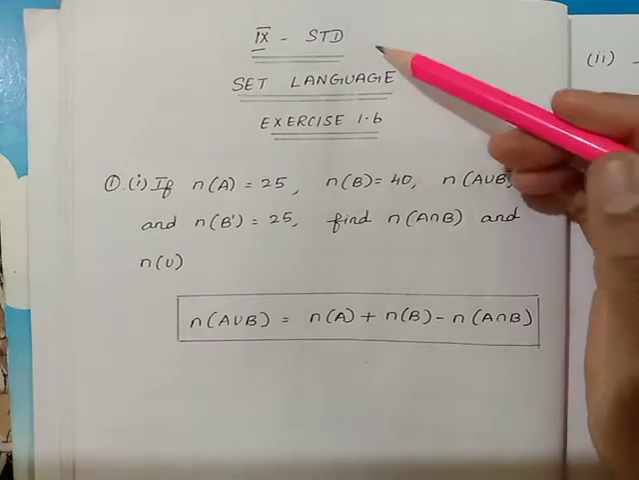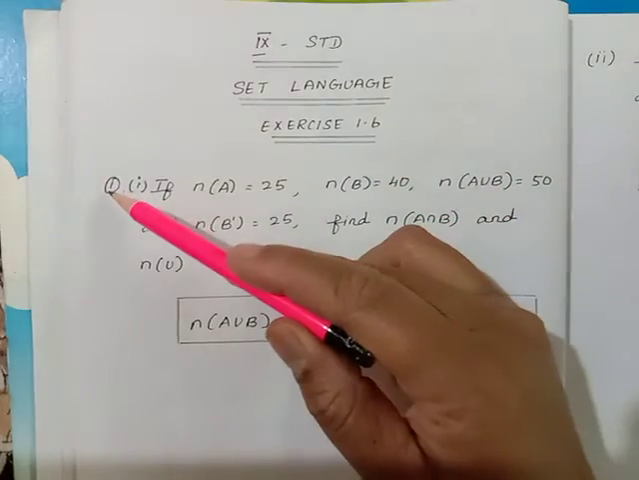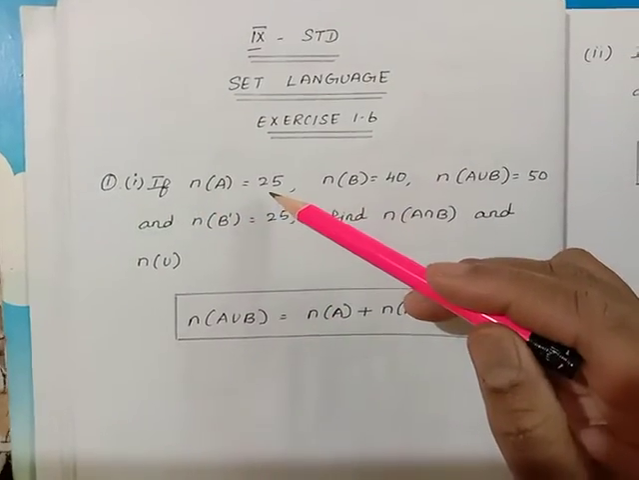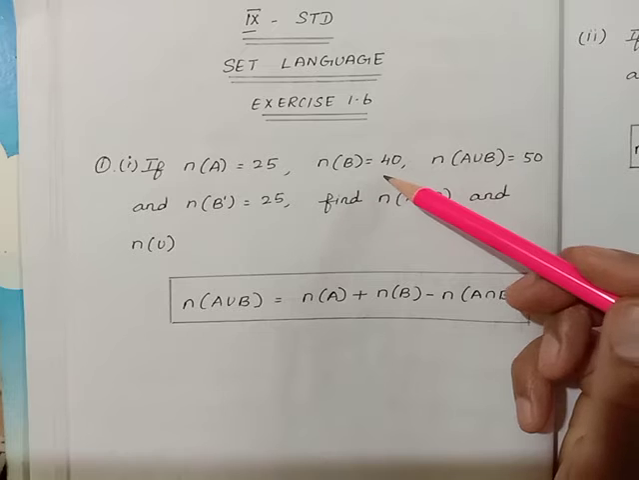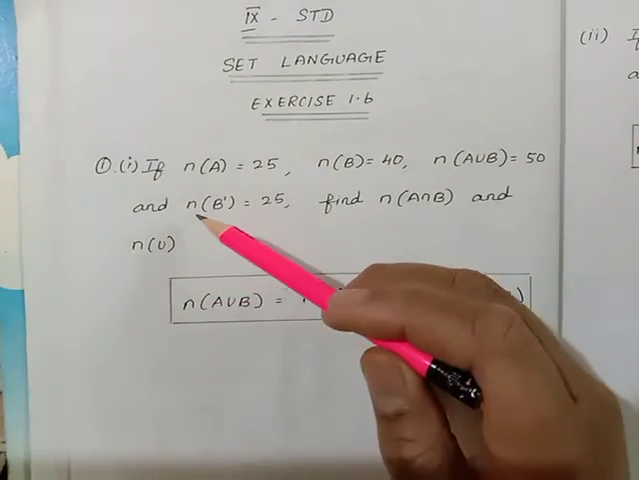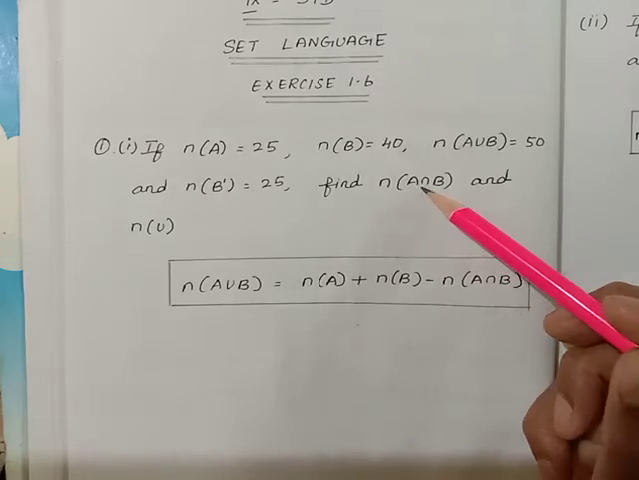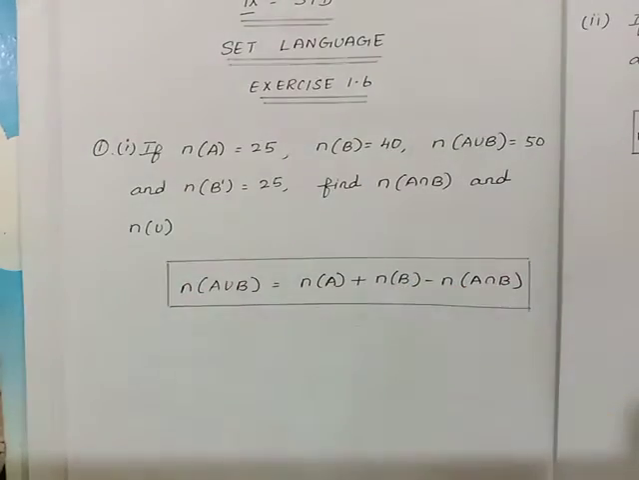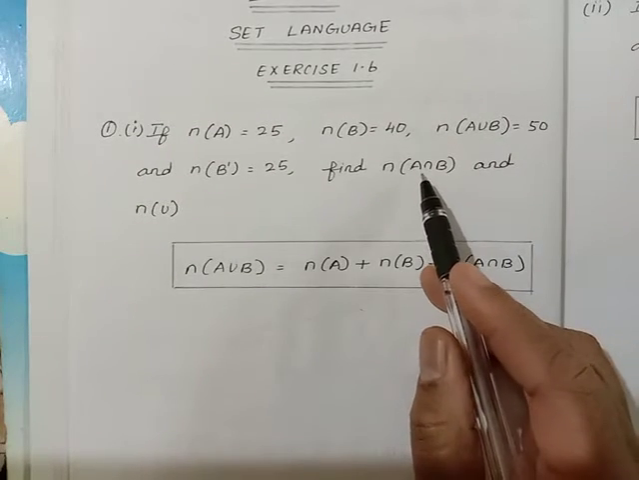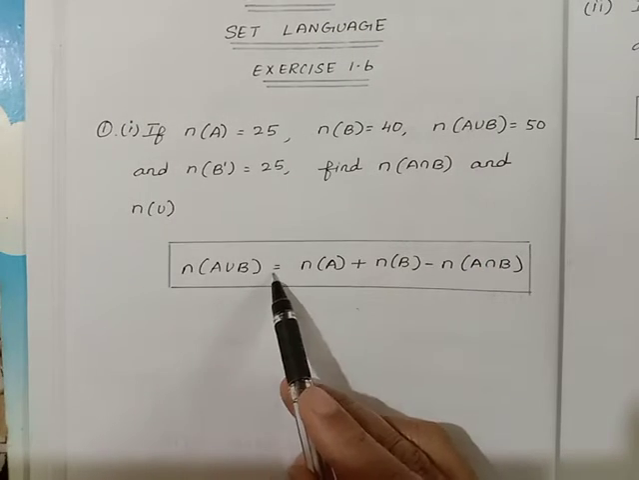Today we are going to learn about 9th standard set language exercise 1.6, first sum in that, Roman letter 1. If n of A value is 25 and n of B value is 40, n of A union B equal to 50 and n of B dash equal to 29, find n of A intersection B and n of U.